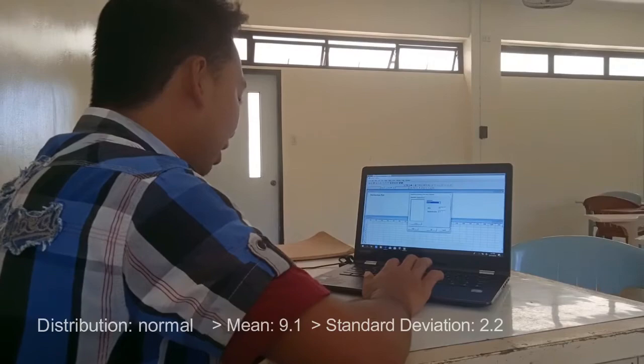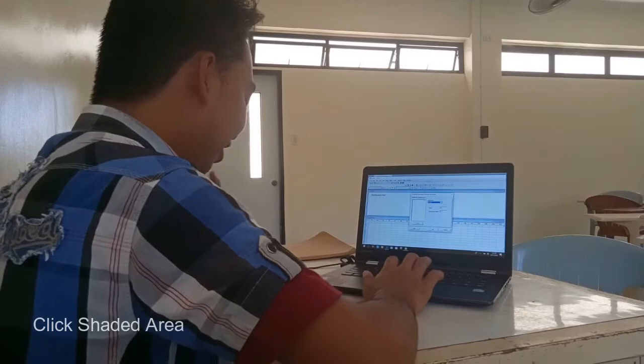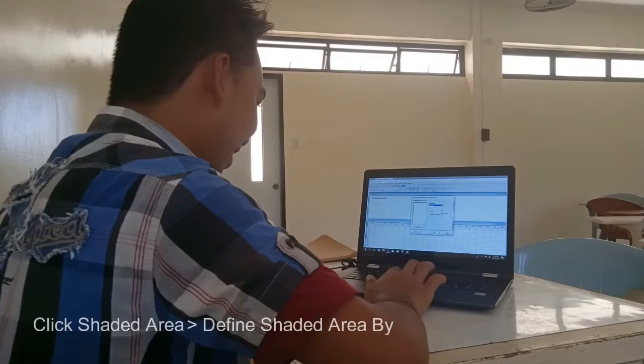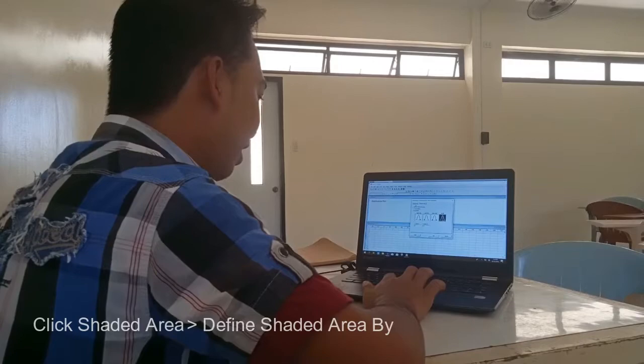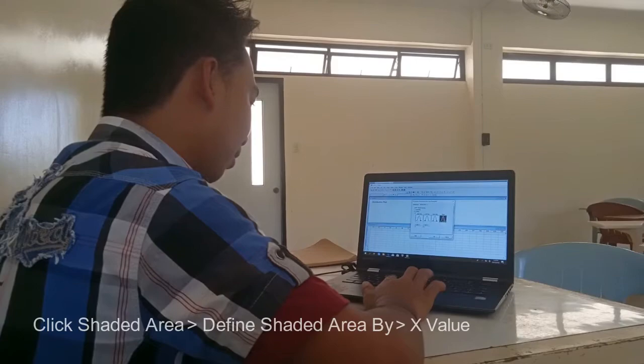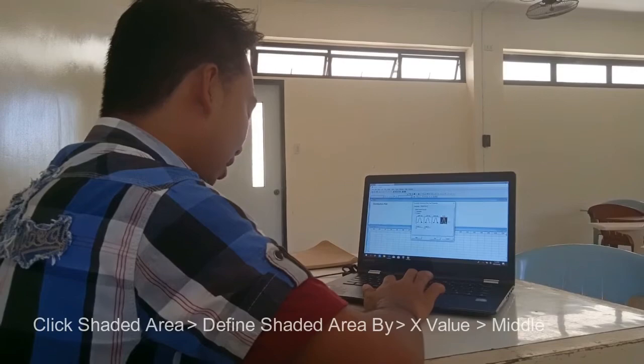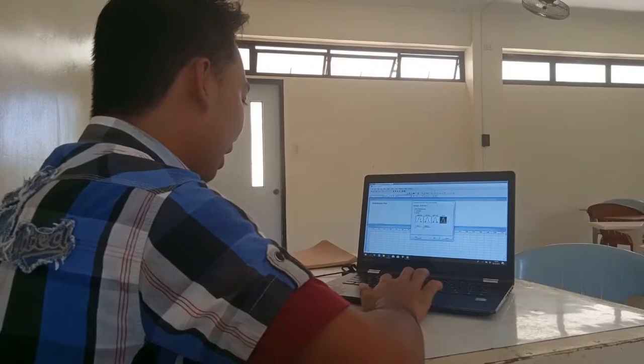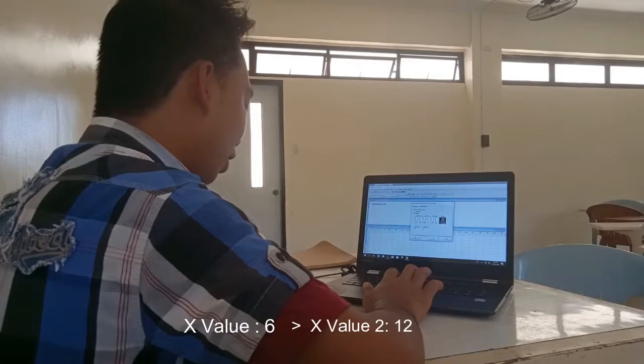Under Shaded Area, define shaded area by X value. Then choose Middle, since we want the proportion of 8-week-old babies with a smile duration between two values. In X value 1, type 6. In X value 2, type 12. Then OK.